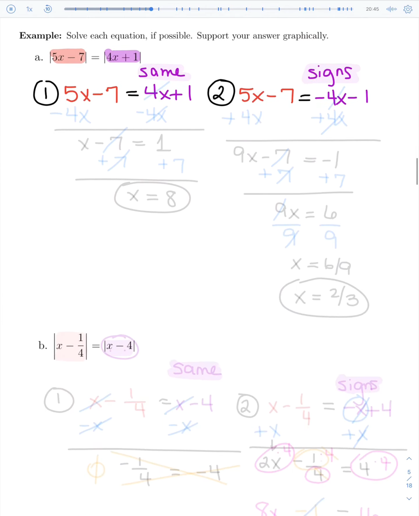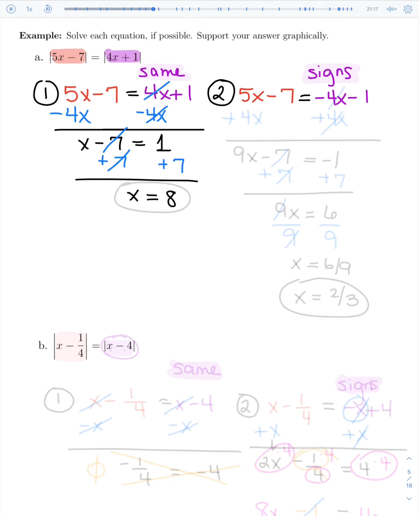And we still have two equations to solve. It shouldn't be too big of a deal, so let's start with the one on the left. We'll get the x's on the same side by subtracting 4x from both sides. So what that now gets me is x minus 7 equals 1. Then we can add 7 to both sides. And let's see what that gets me. That gets me that x equals 8.